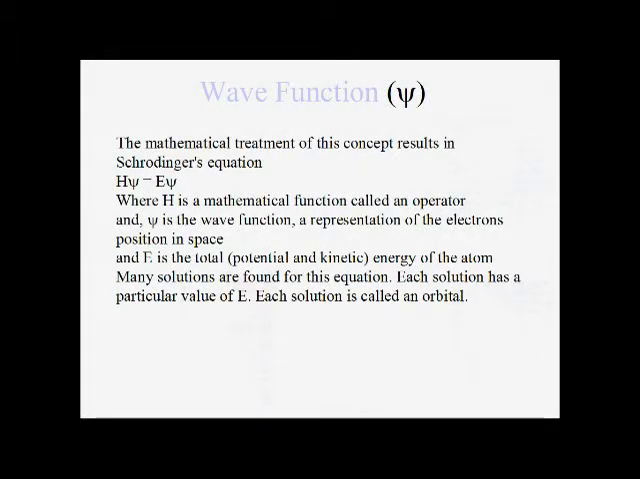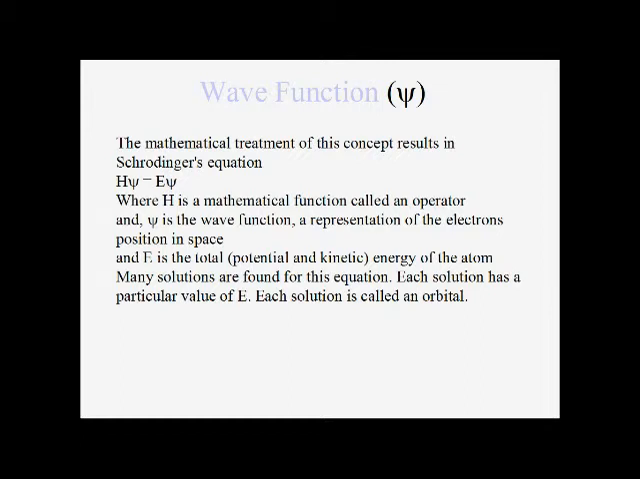In the quantum mechanical model, we describe these orbitals of the electrons in atoms using what's called a wave function. We use the Greek letter psi to represent the wave function. The wave function is calculated using an equation, H psi equals E psi. The H is an operator called a Hamiltonian operator.